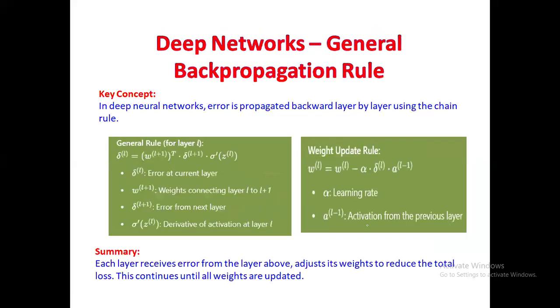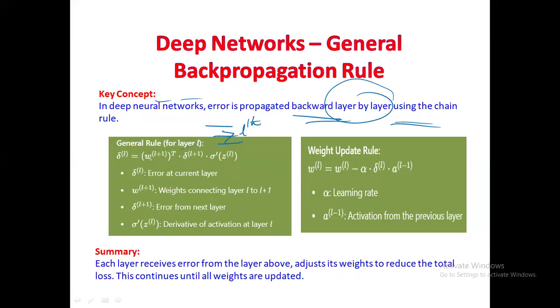And for deep networks, that is, for the previous example we had a shallow network, a single hidden layer. Deep networks means they use multiple hidden layers. Generally, how are we going to apply it? In a deep neural network, error is propagated backward layer by layer using the chain rule. The general rule for layer L: let us take n layers, only the Lth layer I am going to consider.